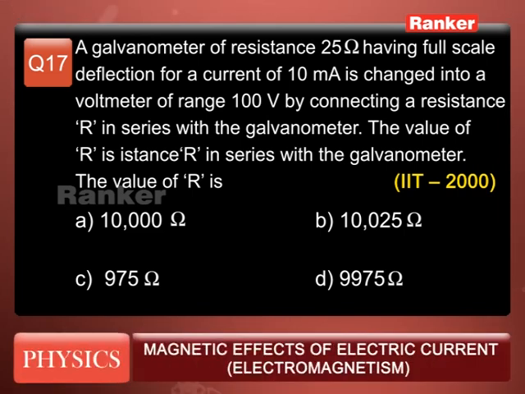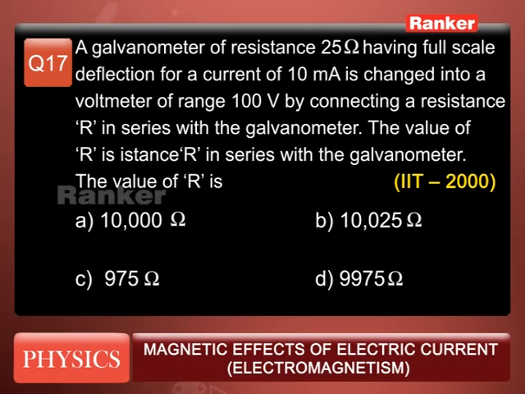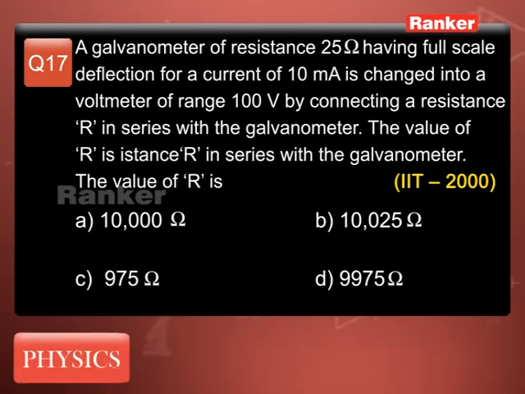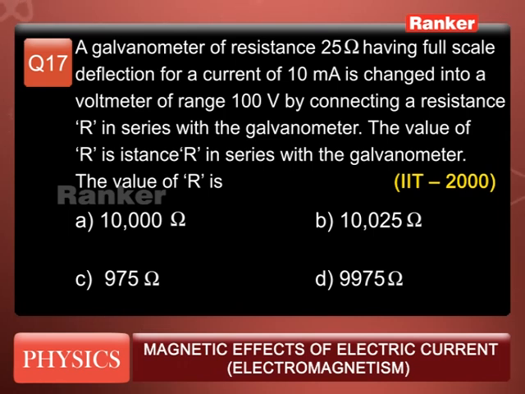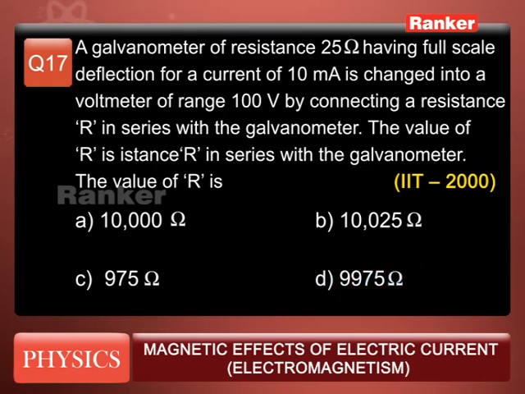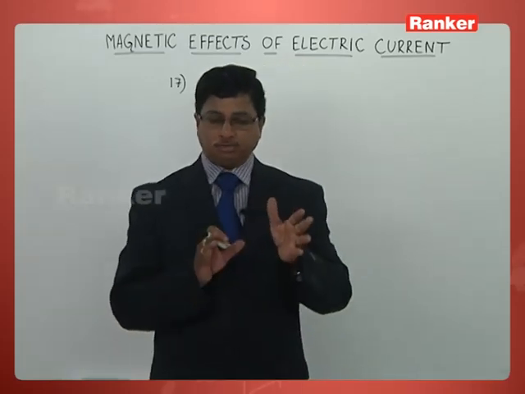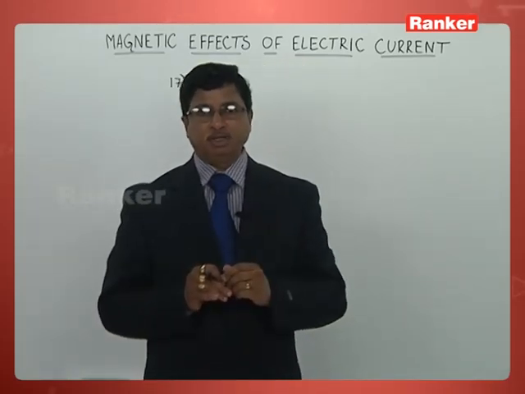The options are given this way. The very first option is 10,000 ohm. The second option is 10,025 ohm. The third option is 975 ohm. And the fourth option is 9,975 ohm. In fact, the correct option for this particular problem is D, that is 9,975 ohm. First and foremost, you should come to this concept.